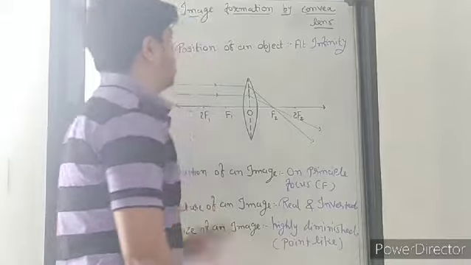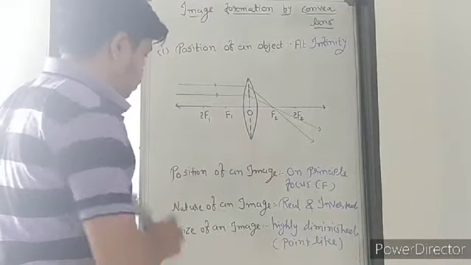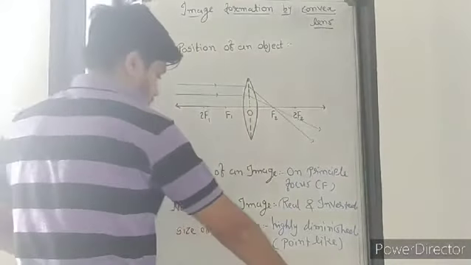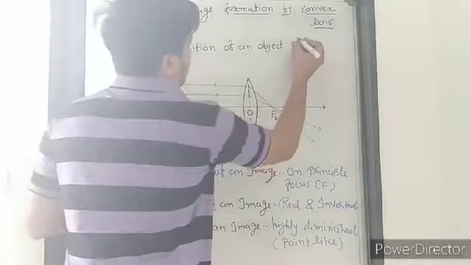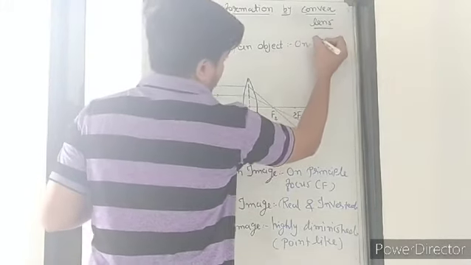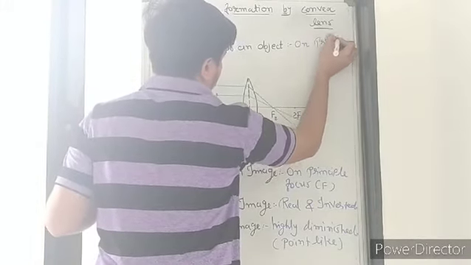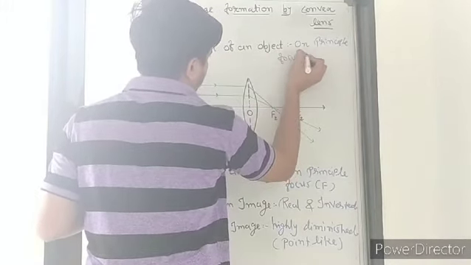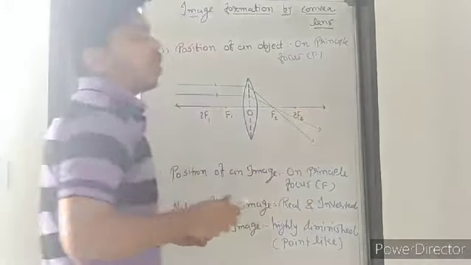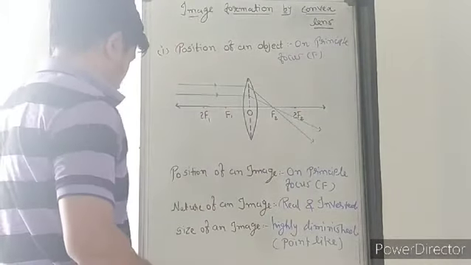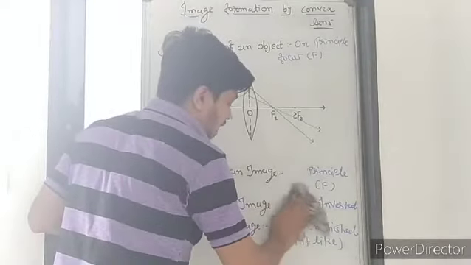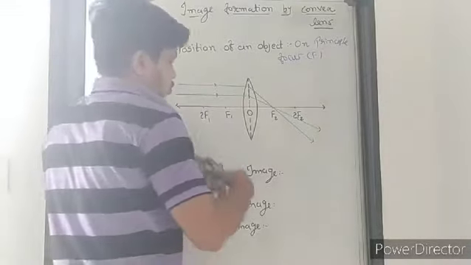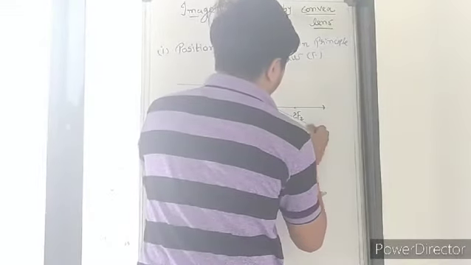Now, if I change the position of the object, okay? If I put the object on F, on the principal focus. If the object is on F, then what happens? What is the position of the image? What type is it? And what is the size of that image? So we are going to form that.